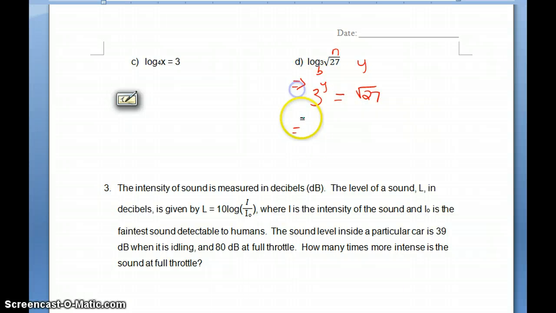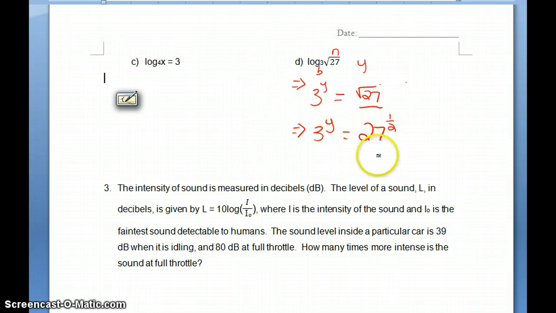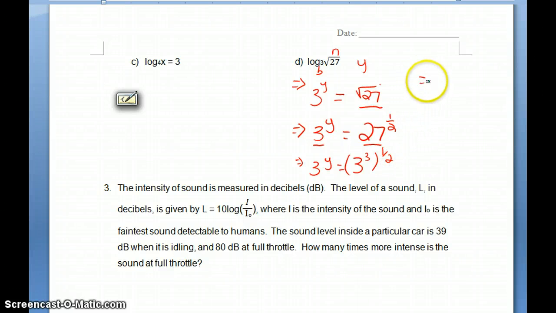Alright, so from there what we can do is rewrite both of them as the same base. First of all, we'll rewrite this square root. So we have 3 to the power of y is equal to the square root of 27. If you guys remember what the square root is as a fraction, as an exponent, that is 27 to the 1/2. That means the exact same thing as the square root there. And then from there we're going to rewrite 27 as having a base of 3. So we have 3 to the y is equal to, if you guys remember what 27 is, that is 3 cubed, to the 1/2.